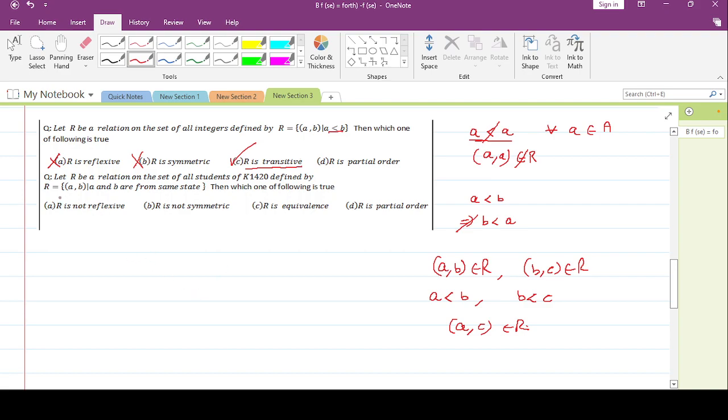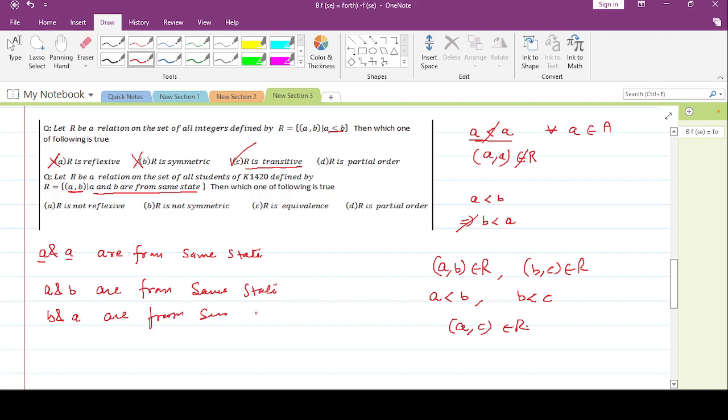Now next is that in this relation we say that elements are related if A and B are from the same state. Okay, so you see that A and A, here they are the same, are from the same state. There is no problem in this. So the relation is reflexive. Okay. Now if A and B are from the same state, then we can say it like this also that B and A are from the same state. There is no problem in this.